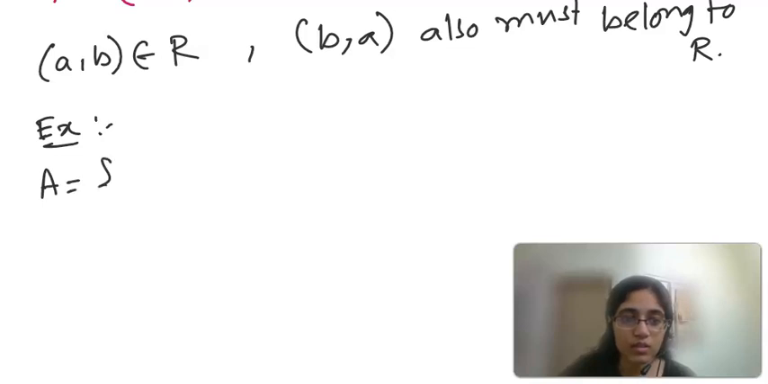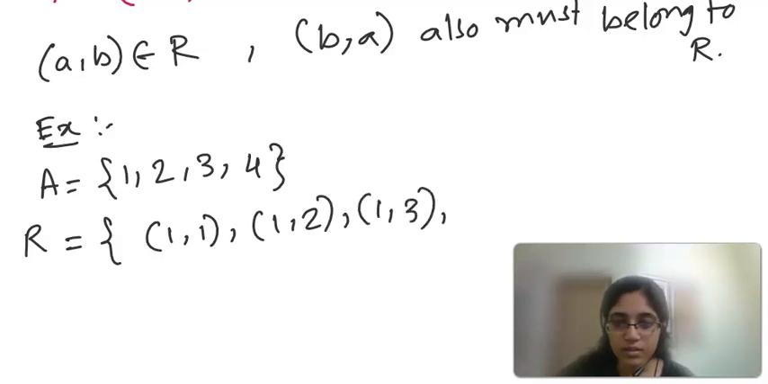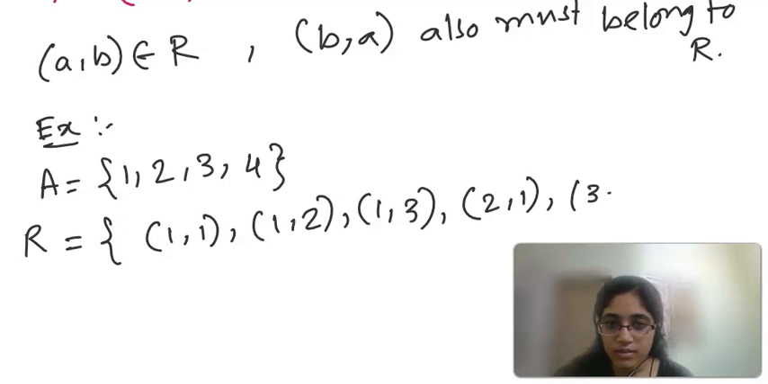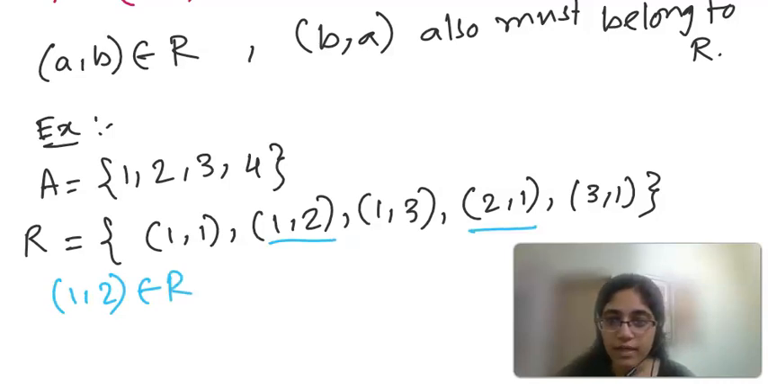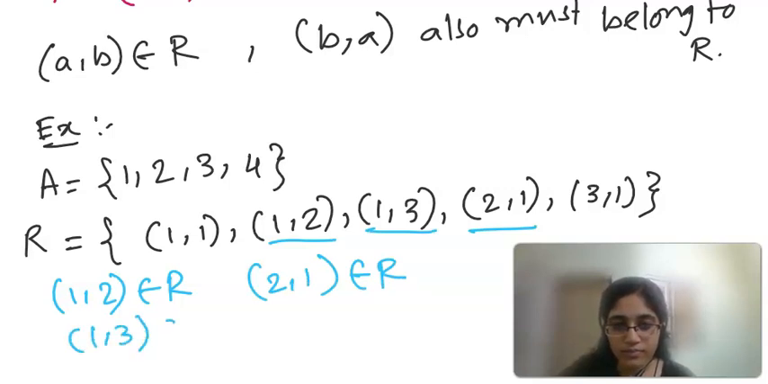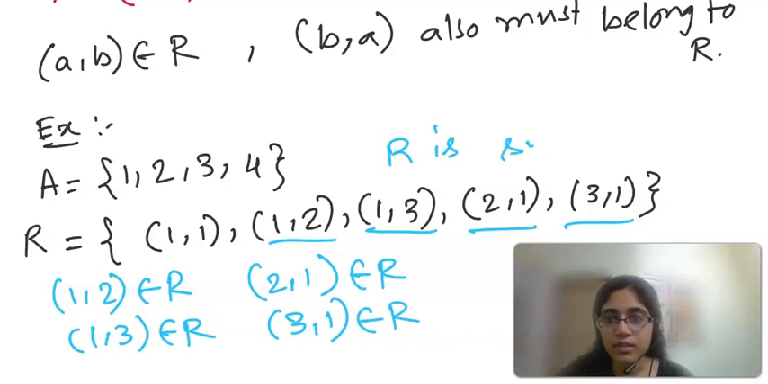So let's see some examples. Consider A is equal to {1, 2, 3, 4} and the relation R is equal to {(1, 1), (1, 2), (1, 3), (2, 1), (3, 1)}. This relation is a symmetric relation. Why? Because (1, 2) belongs to R and (2, 1) also belongs to R, (1, 3) belongs to R and (3, 1) also belongs to R. That's why R is symmetric.